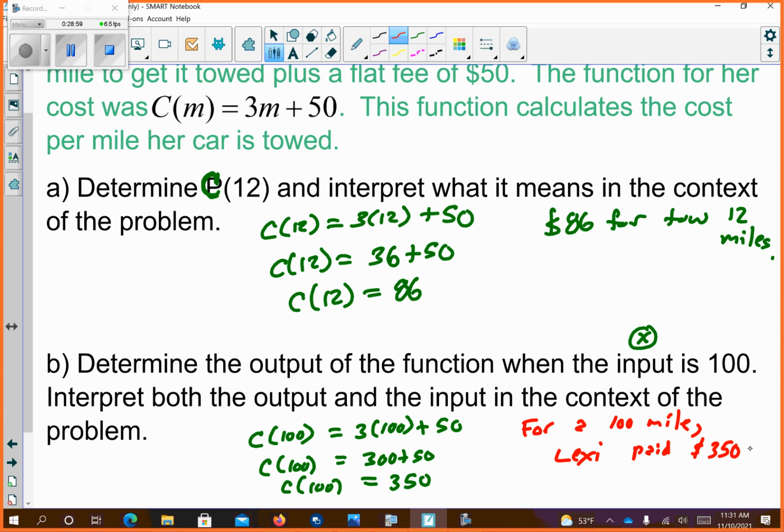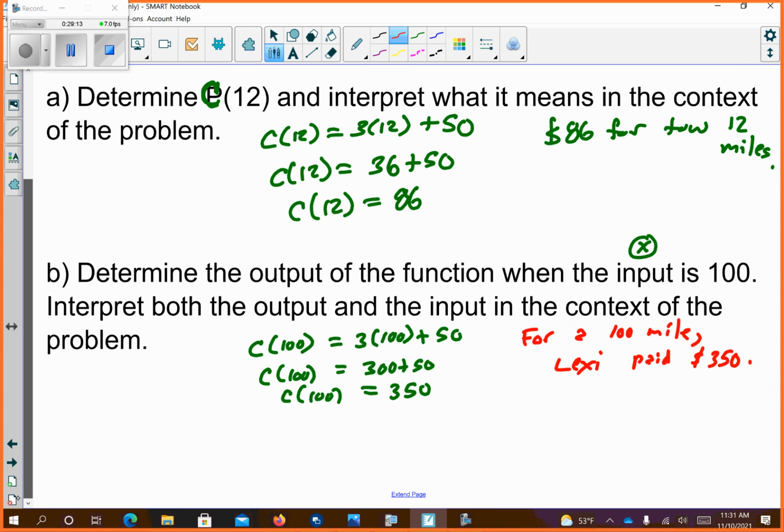Yikes. You get a 100-mile tow, man, you're way up by the Kansas border trying to get something towed all the way back here to the Denver area. Yeesh. May I move on? We're almost done.